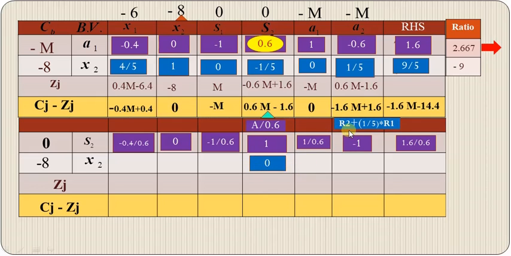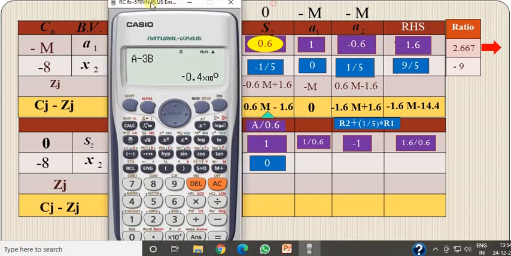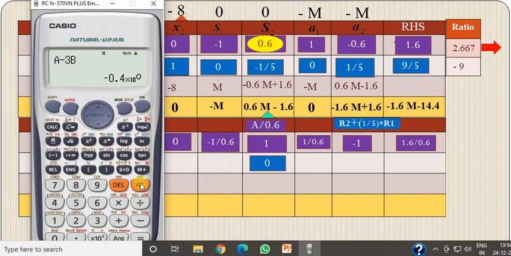For that I can write R2 plus 1 upon 5 into R1. So in the calculator we can save these things. R2 is the second row, so I can write B plus, in bracket, 1 upon 5 alpha A. So you can say calculate. What is the value of R2? R2 is minus 1 upon 5. You can write minus 1 upon 5.